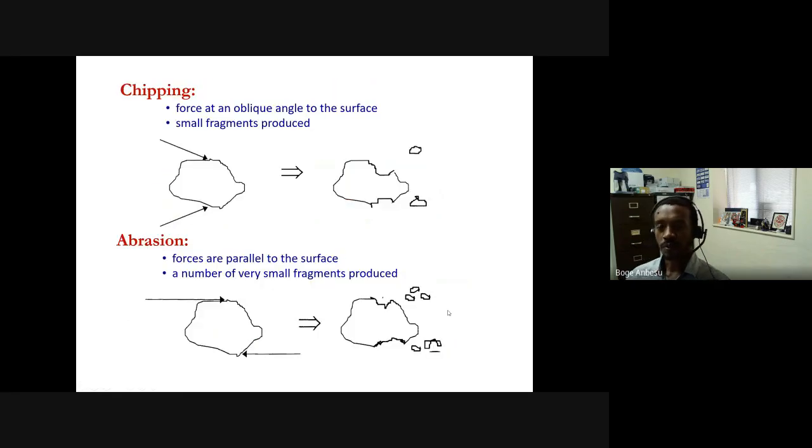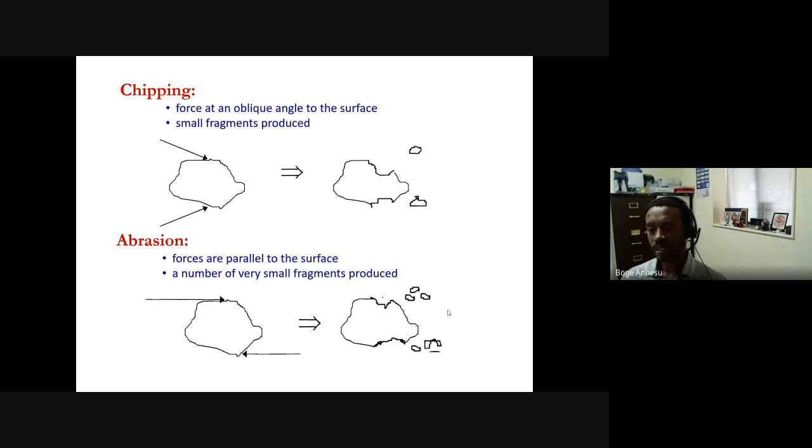If you apply a different force, for example, if the rock particles are rubbing against each other, we call that abrasion, because the forces applied are parallel to each other, and you end up producing very fine particles, but you will still have a large rock intact. That's because abrasion is applied as a parallel force, and you end up producing a number of smaller particles, but also you will have one large rock remaining.